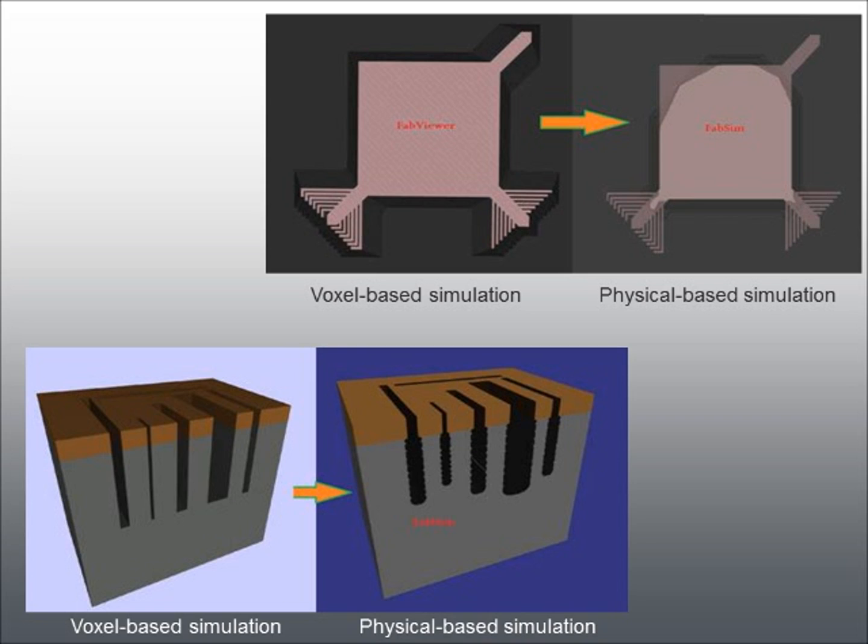Second example, we'll take a look at the lag effect in DRIE etching. On the left, we can see with FabViewer, when it etches, it just goes straight down and leaves clean walls in the etch cavity. In the physical-based simulation, we see more of the effects created by the lag effect.